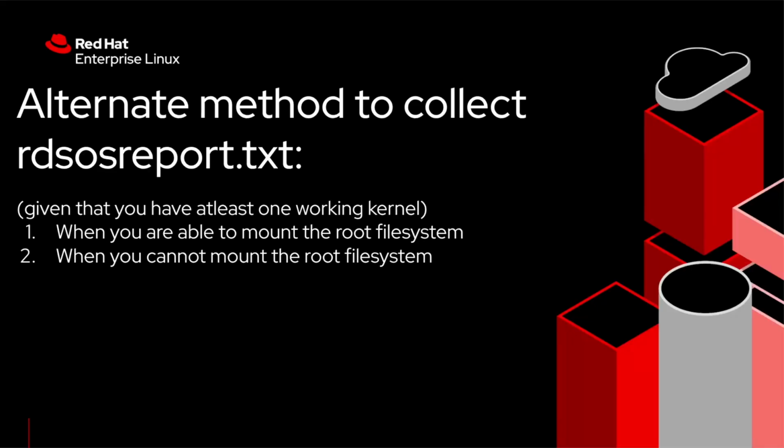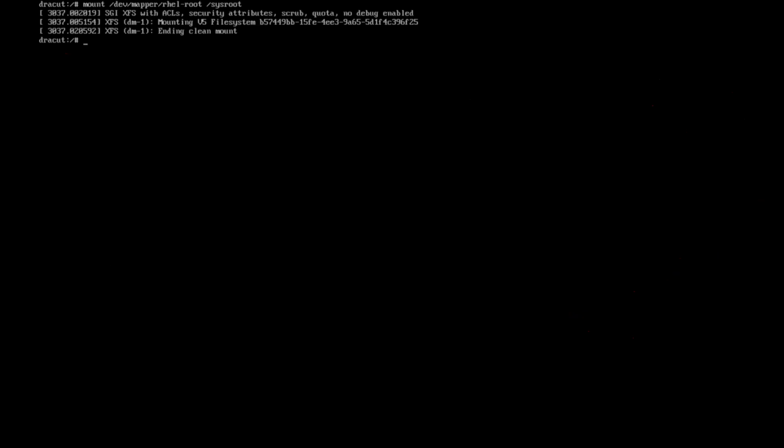Moving forward, we will see an alternate method to collect rdsosreport.txt, given that you have at least one working or fallback kernel. Now, for the first scenario, when you can mount root file system, check whether the system storage can be activated and mounted using the command lvm vgchange -ay. We can see two logical volumes in the volume group rhel are now active. We will execute mount /dev/mapper/rhel-root /sysroot. You will need to adjust according to your naming scheme. I will hit enter and the command execution is now complete.